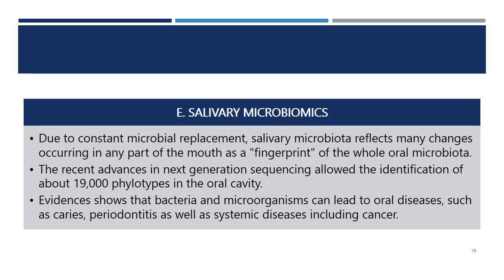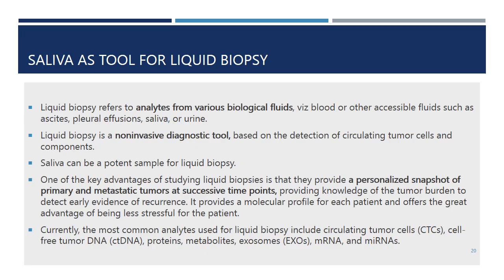Salivary microbiomics. Due to constant microbial replacement, salivary microbiota reflects many changes occurring in any part of the mouth as a fingerprint of whole microbiota. The recent advances in NGS have allowed identification of about 19,000 phylotypes in the oral cavity. Evidence shows that bacteria and microorganisms can lead to oral diseases, which can be monitored by salivary microbiome.